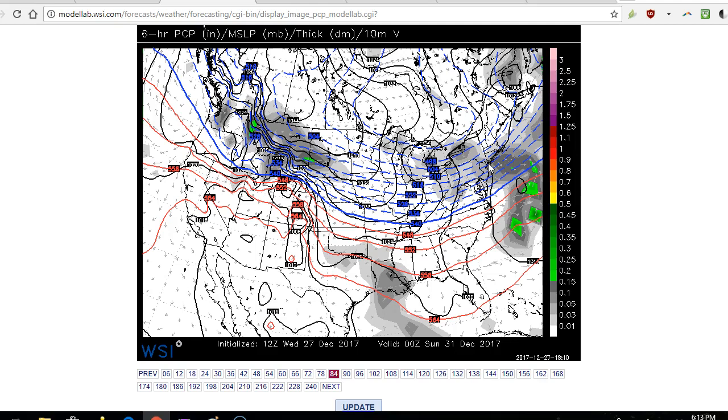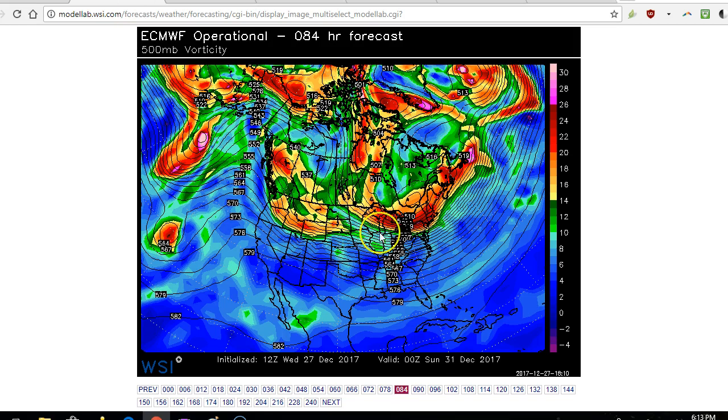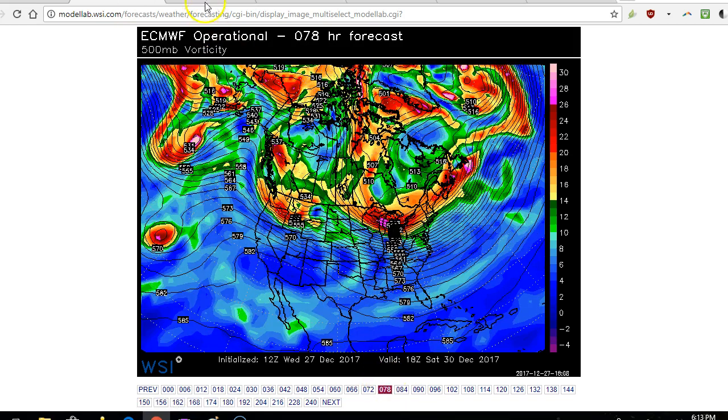This is probably about an inch, maybe a couple inches, and some locally higher amounts, if this is right. There is still room for this to be a little bit on the snowier side. The UK model, for example, had this low pressure being a little bit more consolidated and the shortwave being a little bit more of its own entity.